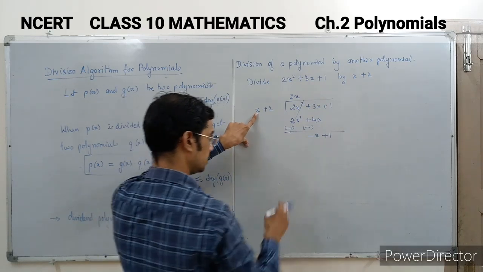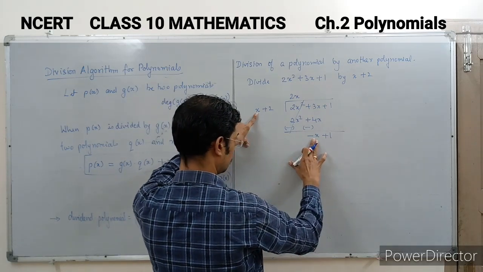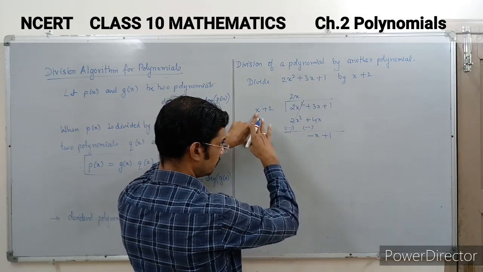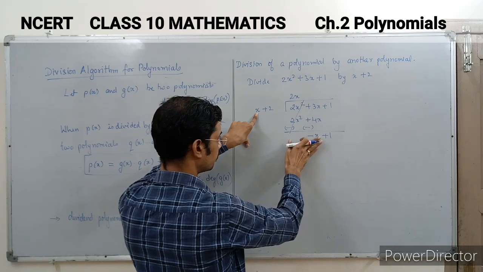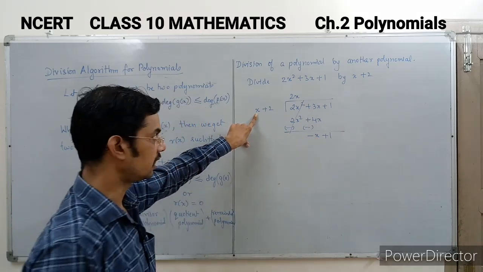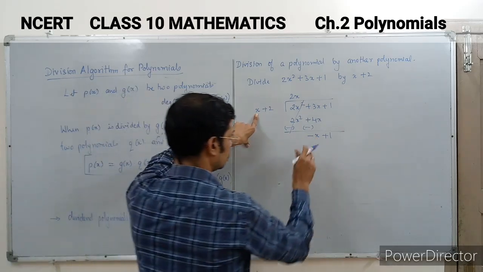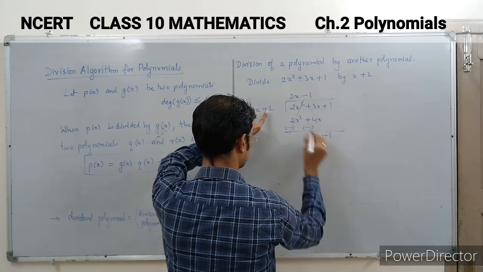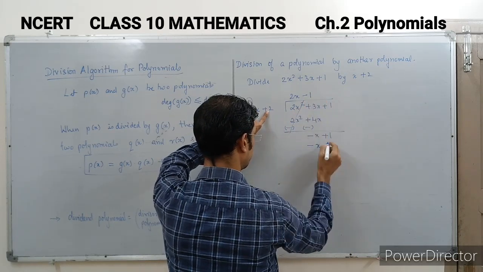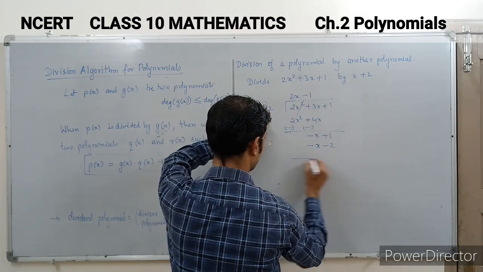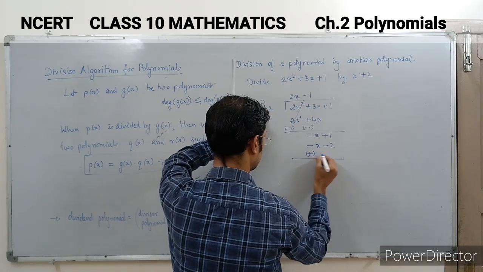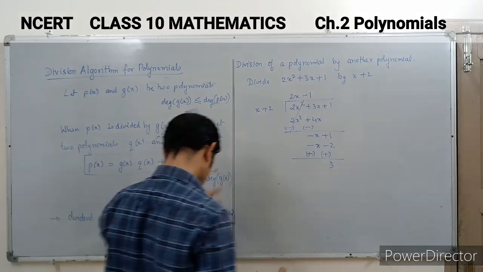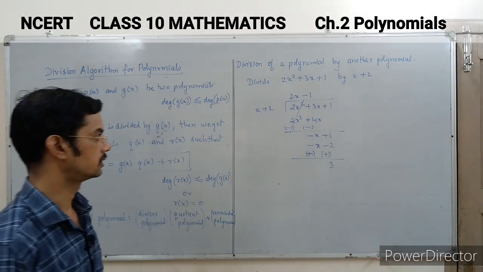Now again go with the division process. The degree of this polynomial is 1, and the degree of the divisor is also 1. So the division process can further continue. The division process will stop only if the degree of the remainder is less than the degree of the divisor. So therefore this will be minus 1. You get minus x, and then 2 into minus 1 is minus 2. Now you change the sign to plus, and this is again plus. So you get 3 as the remainder polynomial.